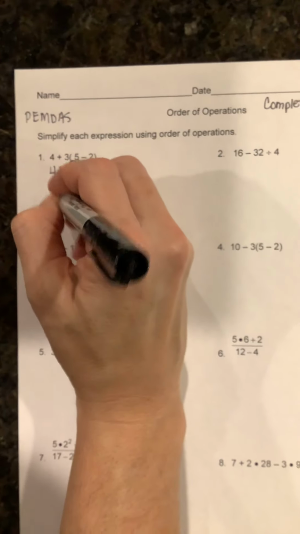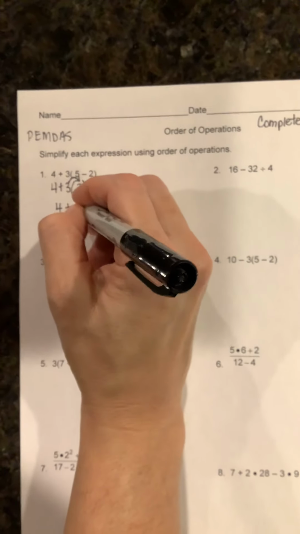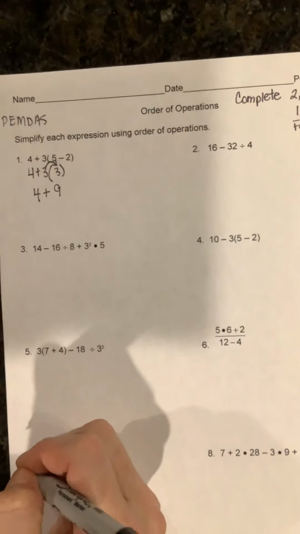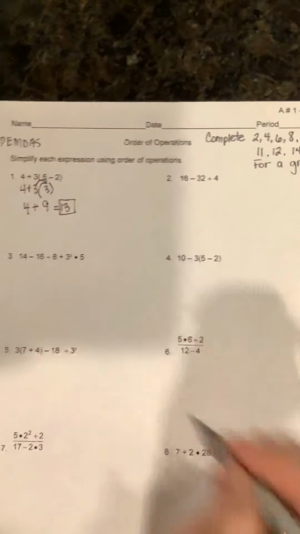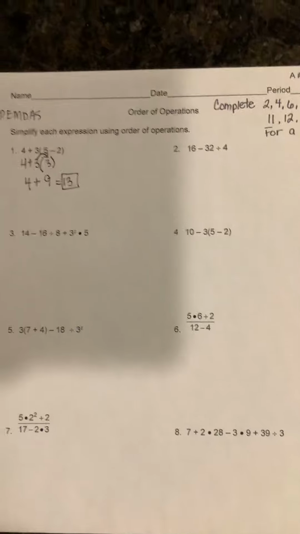Okay, so I'm going to bring down my 4. And 3 times 3 is 9. Now when I add 4 plus 9, that gives me 13. So put a box or a cloud or something around your answer.